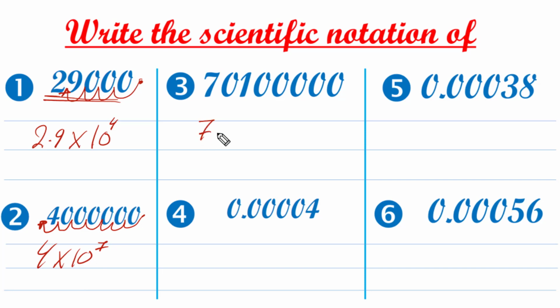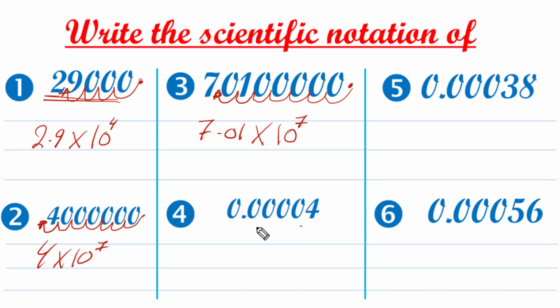Next, it will be 7.01. This is the first factor. Times 10 raised to the power. The point at the end of the number. Move to the left. 1, 2, 3, 4, 5, 6, 7. Now 10 raised to the power 7.